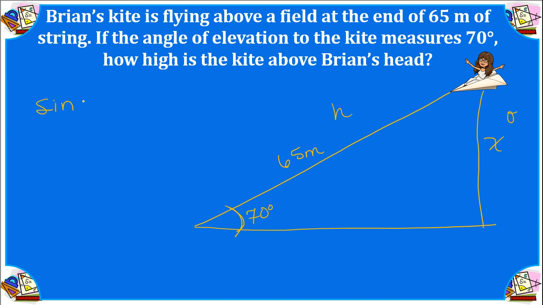So sine of 70 degrees is equal to some height over 65 meters. Cross multiply. And x is isolated. So now we'll just use our calculator. We have 65 times sine of 70 degrees, and it's 61.08. So we'll just say x is about 61, and this is meters.